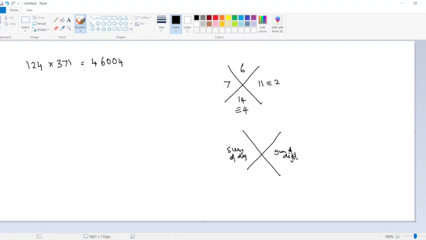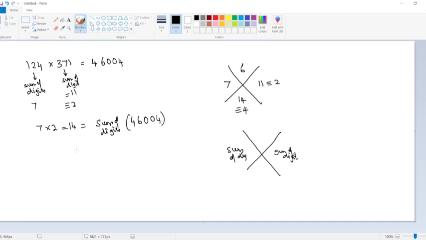So this is the correct answer for this multiplication. Here if I take the sum of digits, it is coming out to be 7. Here the sum of digits is 11, which is the same as 2. So 7 into 2 equals 14, which is the sum of digits of this number. So it is working out in this example. No, I'm saying if we had wrongly written the product as 46,400 or 46,040, then it will still match. The converse is not true. That is what he's saying.